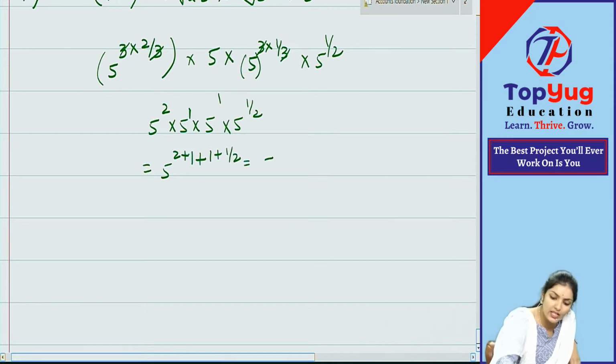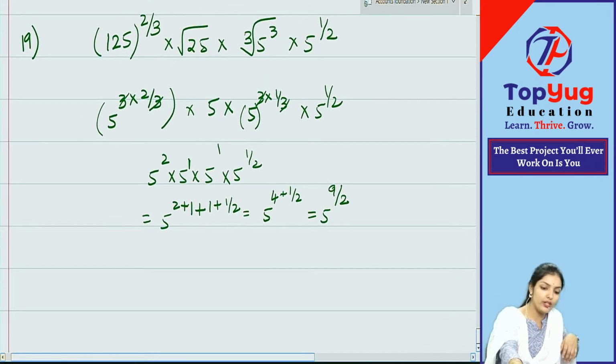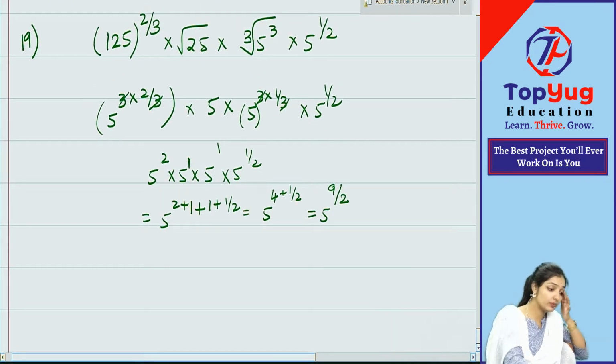So what would be the answer? 5 to the power 4 plus 1 by 2. You have to do the LCM. So this would be 9 by 2, 8 plus 1 by 2. 5 to the power 9 by 2. Those who are not getting it, you can copy down.